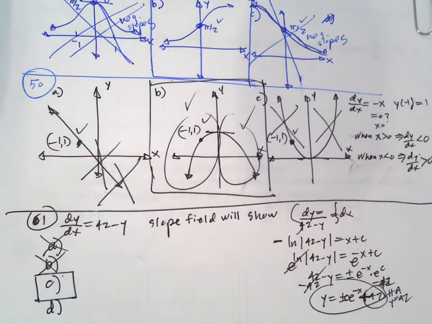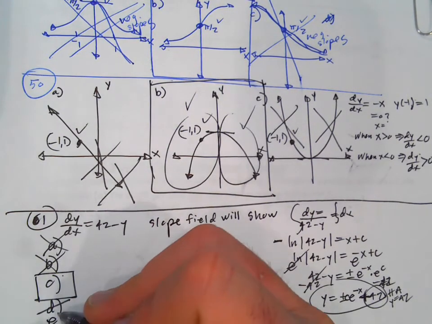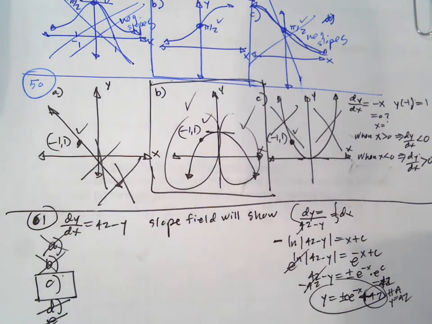You could just check D and E. D says family of parabolas, no. E says family of parabolas opening left, no. It's a family of exponentials.